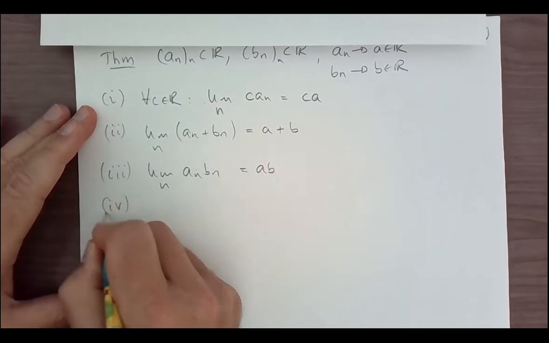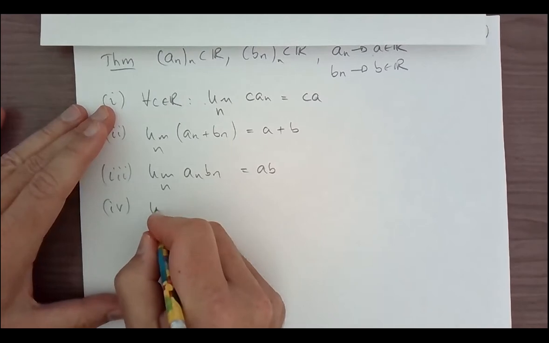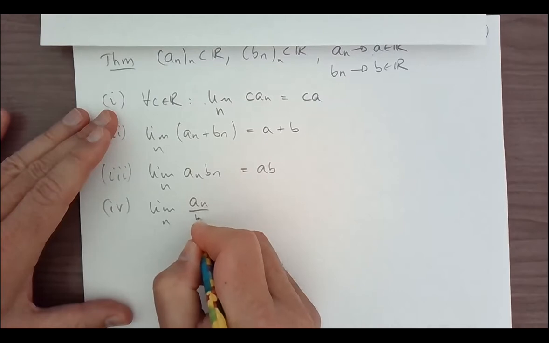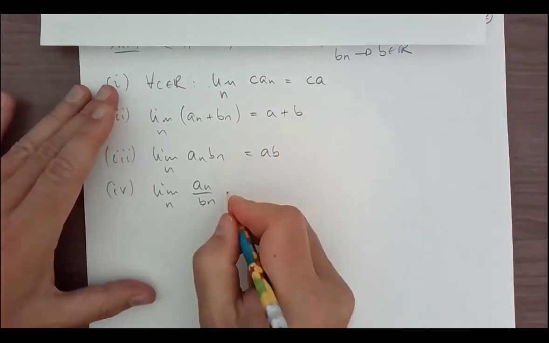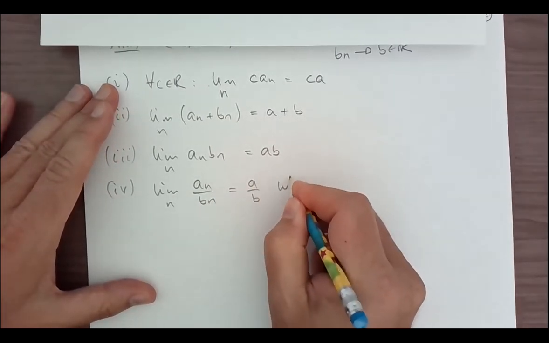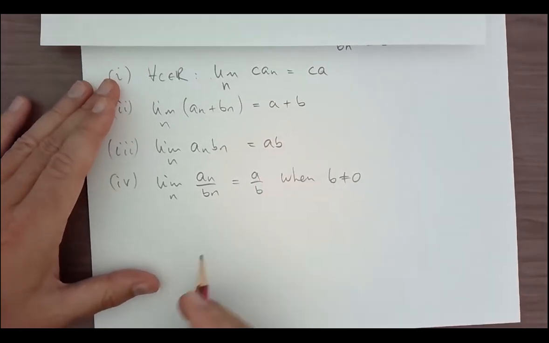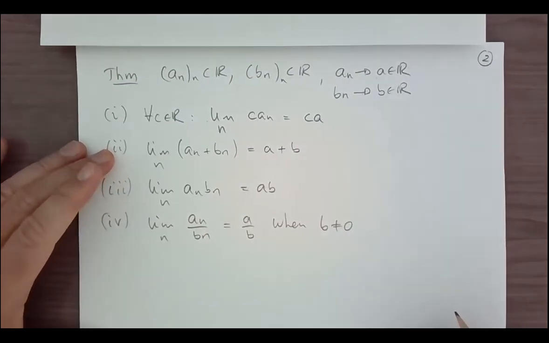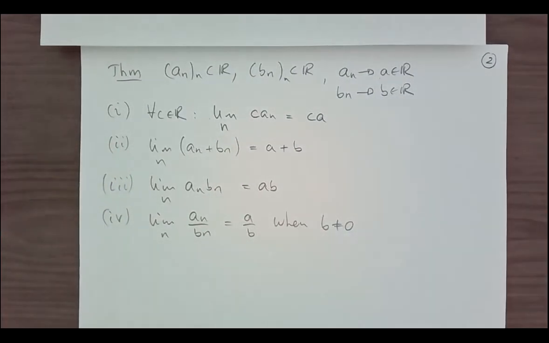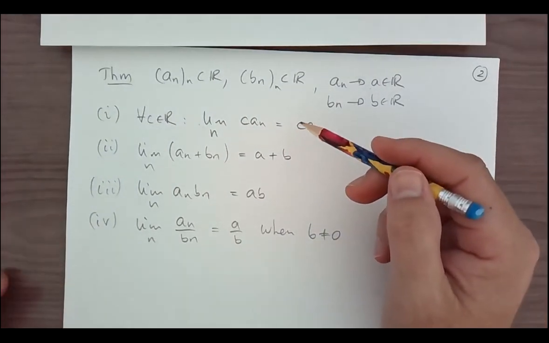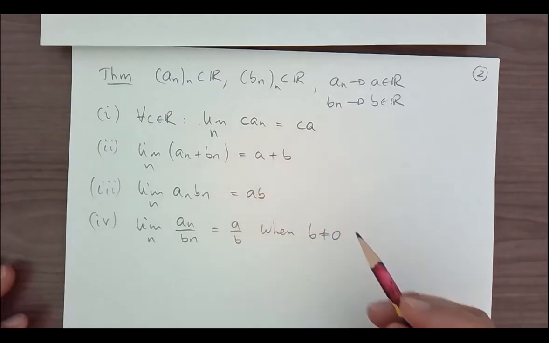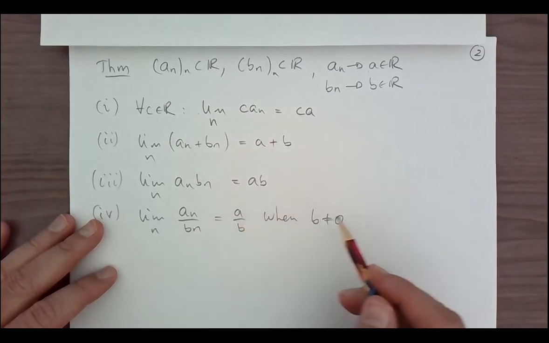And then finally, the last one is when we take a ratio. If I look at the limit of the ratio of an divided by bn, this is equal to a divided by b when b is not 0, right? We have to make sure that we don't divide by 0. So the limits behave linearly, right? You take constants outside, you can add, but you also have properties with the product. So the product behaves nicely and the ratio behaves nicely, provided that the thing that you divide by doesn't go to 0.